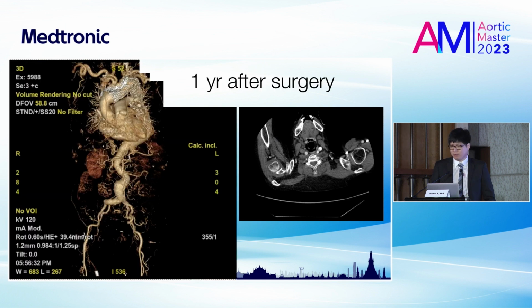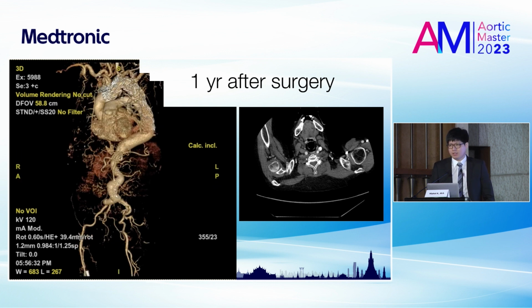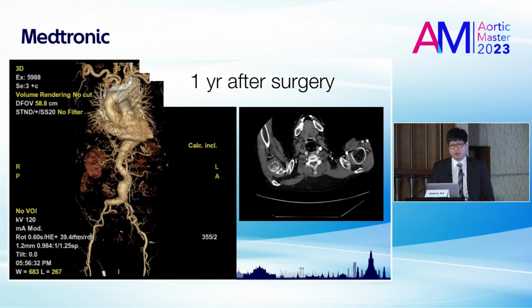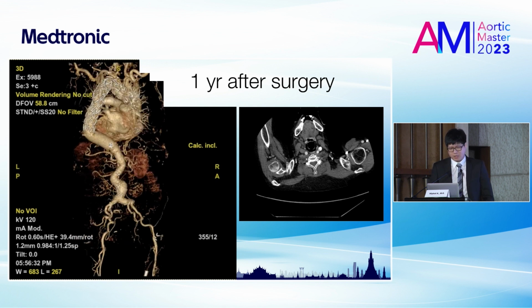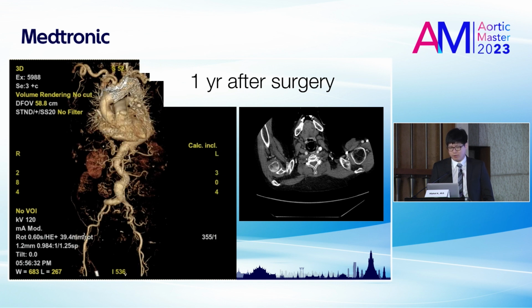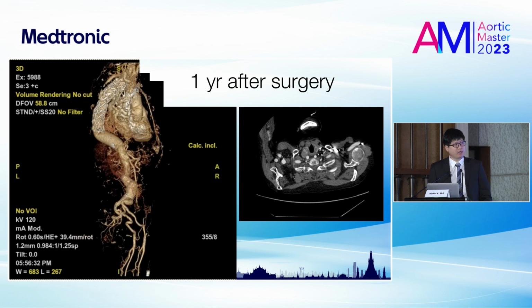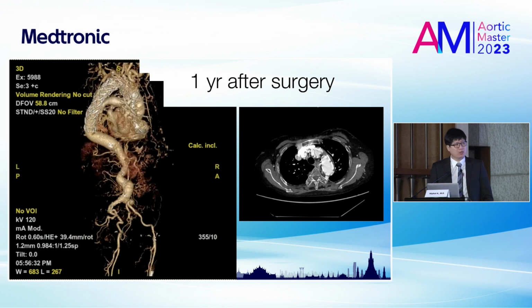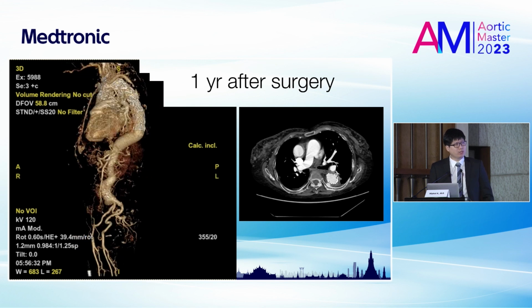After 1 year of the operation, we repeated the CT scan as shown here. The stent is placed well, and the flow is good to both common carotid arteries, and the left subclavian bypass from the distal part of the 26 mil graft is still good. Here we show the axial cut of the CT scan. You can see the positive remodeling of the distal part of the arch and the descending aorta too.